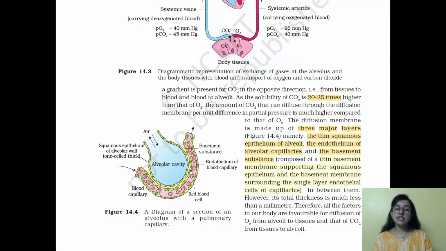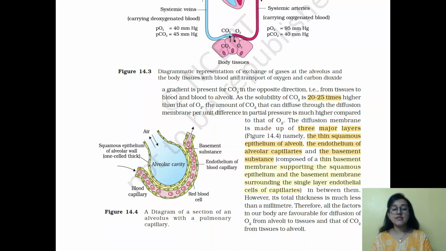So I think it's clear. There are three major layers in the diffusion membrane, which is composed of the thin squamous alveolar epithelium, which is one cell thick. Next, the basement substance, which is composed of the thin basement membrane supporting the squamous epithelium and the basement membrane surrounding the single layer endothelium cells of capillaries, and then the endothelium of alveolar capillaries.